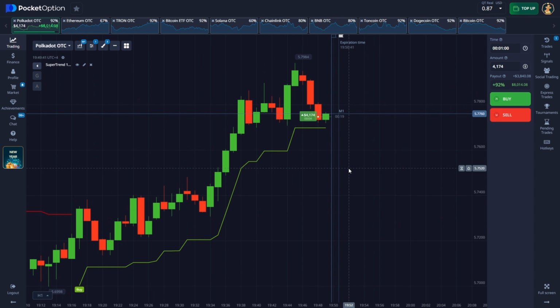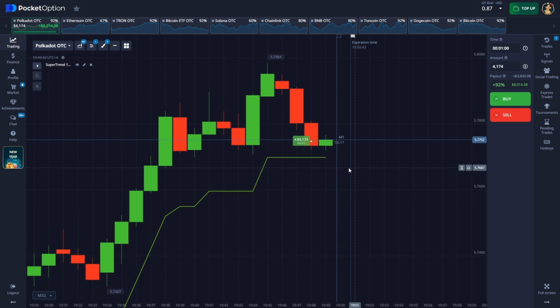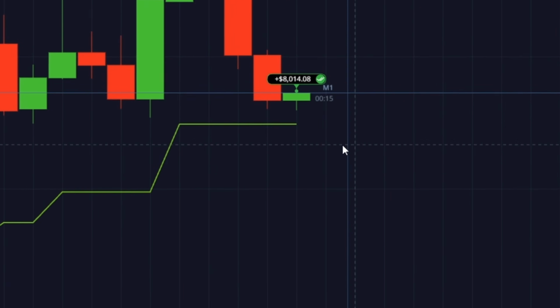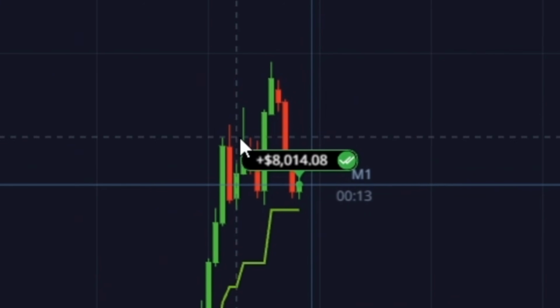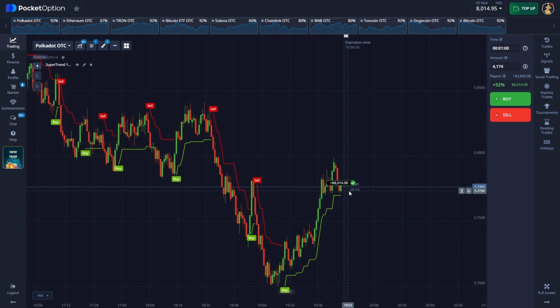Okay, the candle came back. Only a few seconds left. It looks like it's going to be risky, but I won it in the last second. Now my balance is $8,014.